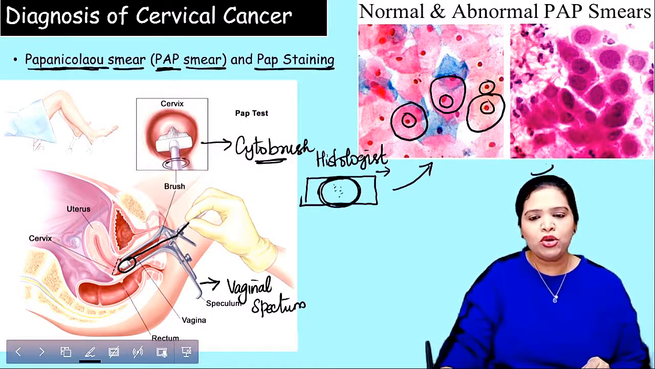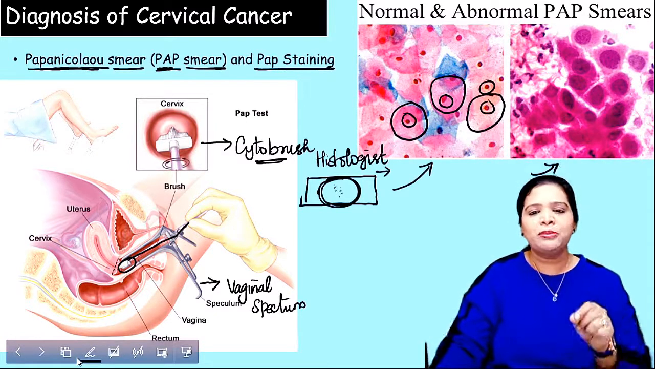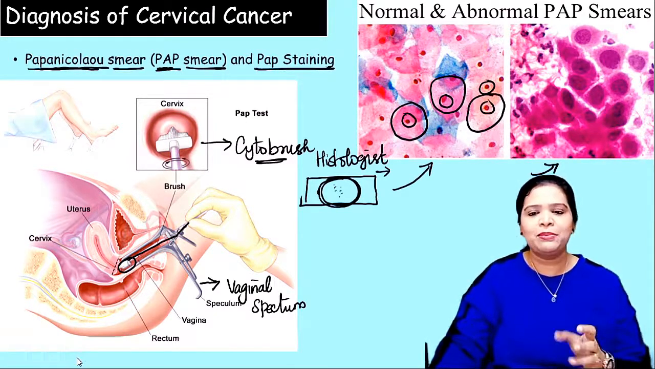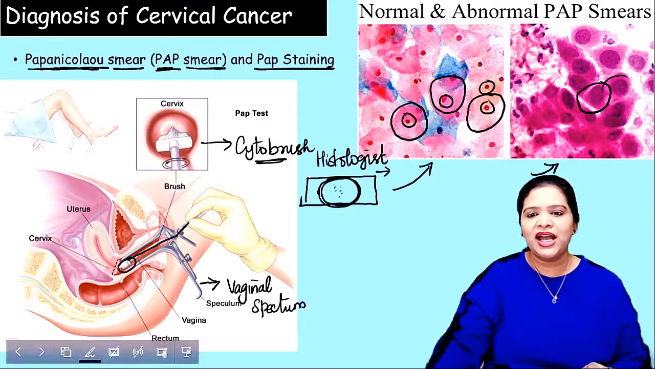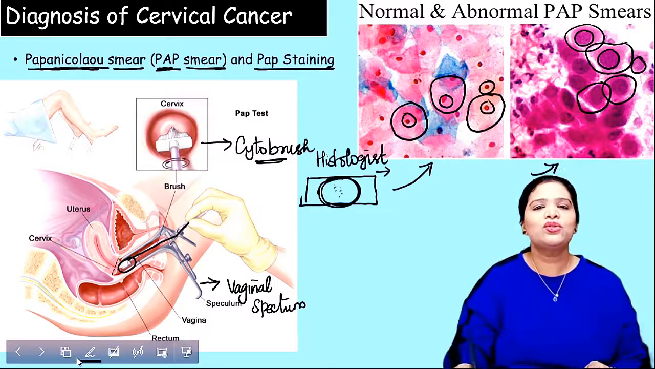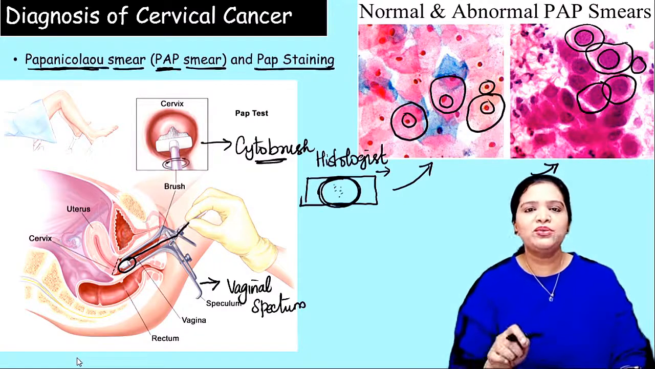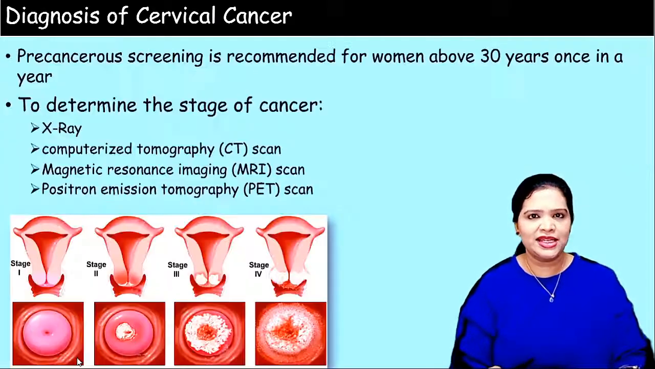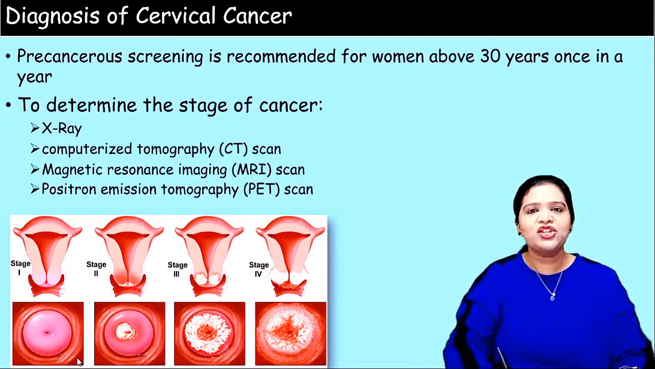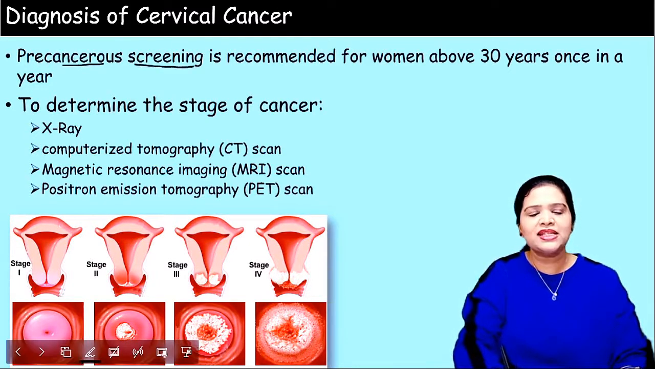If this is an abnormal smear, an abnormal sample, that means a cancerous sample, it will be like this. Highly stained, the cells are large or irregular in shape, and the nucleus is highly enlarged, like this. So by using this Pap smear and Pap staining, we could easily diagnose cervical cancer, right? So that's why this Pap smear is used as a precancerous screening.